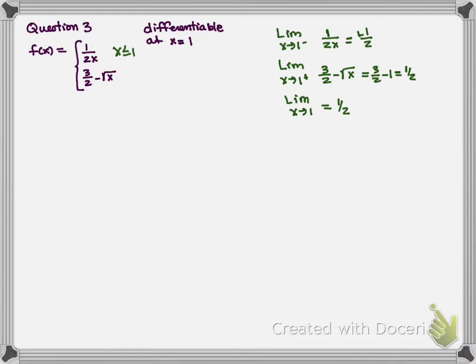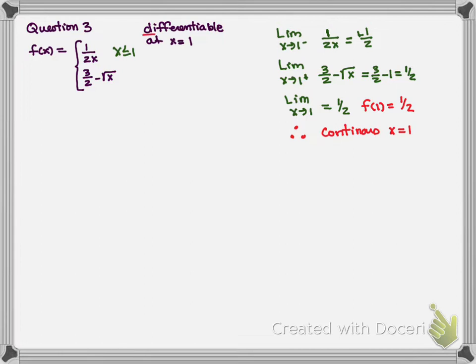But we also need to check the function. What is f of 1? And we know it's 1 half, but we have to write it to show that we know the full limit definition. And then we can say, therefore, we are continuous at x equals 1. So that's essentially the first half of the problem.